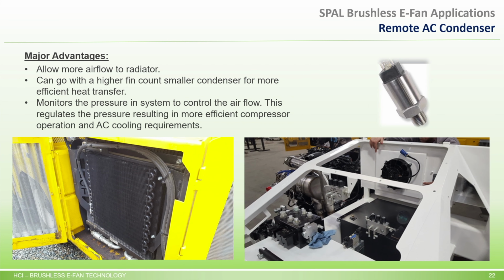After having success using brushless fans, we started to look at other applications that could benefit the machine. One way was to relocate the air conditioning condenser. This had several advantages. This allowed more airflow to the radiator. We also can go with a smaller, higher fin count condenser since we won't be sucking outside dust and debris through it. And we maximize compressor efficiency by measuring the system pressure with a pressure transducer and regulating airflow to maintain optimal system pressure.